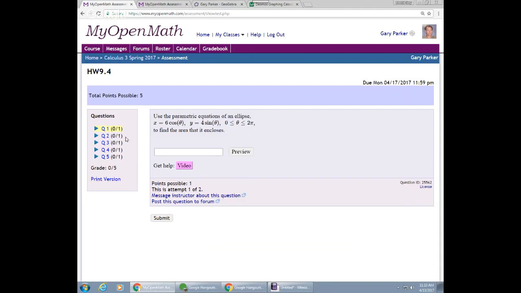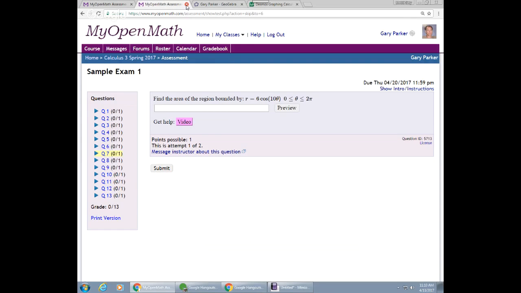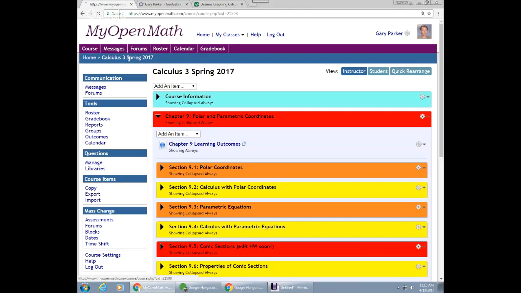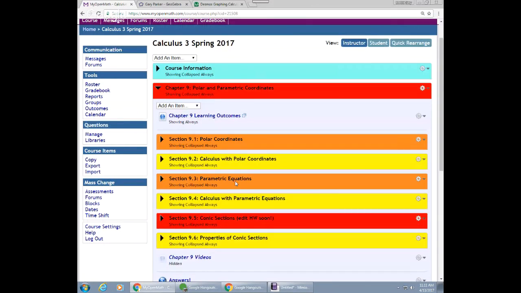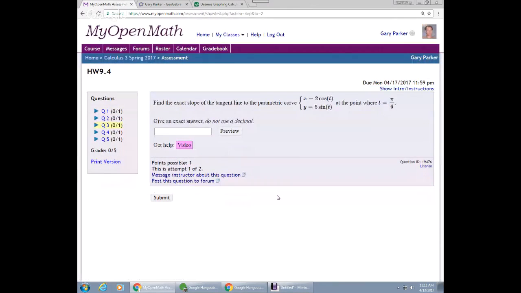So we're going to take a look at a few homework problems, and requests came up for problems 3 and 4. I'm in the wrong section. Oh, it switched me over to the sample exam. In my open math, you can't open up 2 different assessments at once in the same browser session, otherwise it gets confused. So I have to go back into here. Okay, here we go.